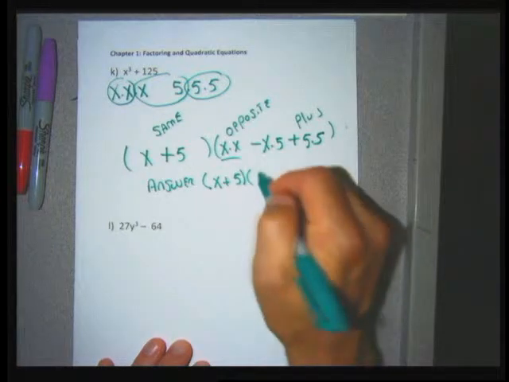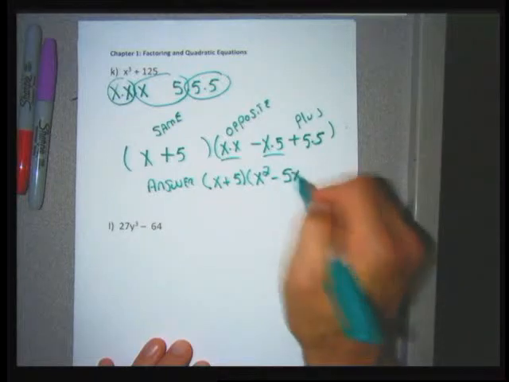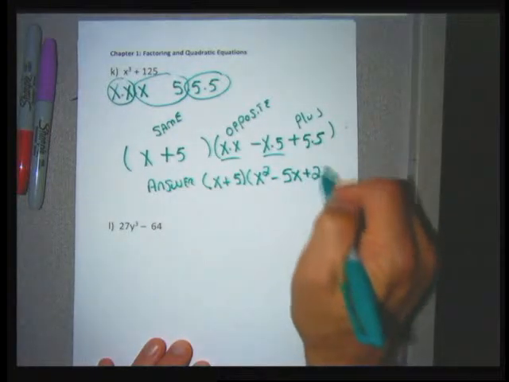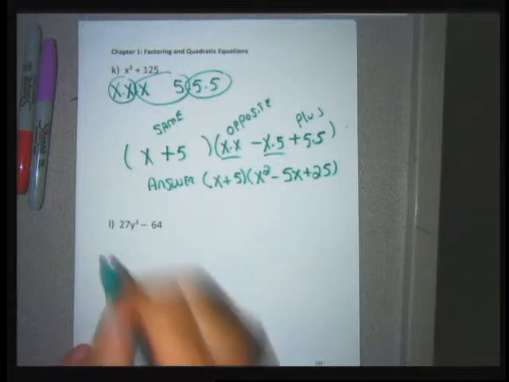The x times x is going to give me an x squared. The x times 5 I'm going to write as 5x. And the 5 times 5 I'm going to write as 25. So x plus 5 and then x squared minus 5x plus 25 will be perfect. I'll do essentially exactly the same thing for part L.